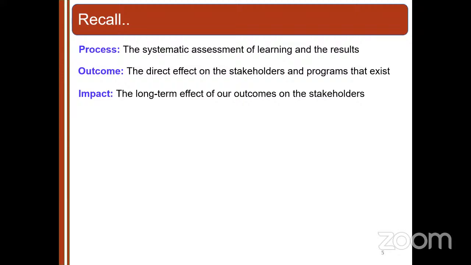I would like to recall that in the first lecture we talked about what the process is, what the outcome is, and its impact in OBE. The process is the systematic assessment of learning and the results. So when we talk specifically about assessments, we are in the process, but its effect on the alumni, the parents, or the graduates who are supposed to graduate, and also on the courses and programs that exist, that we call the outcome.